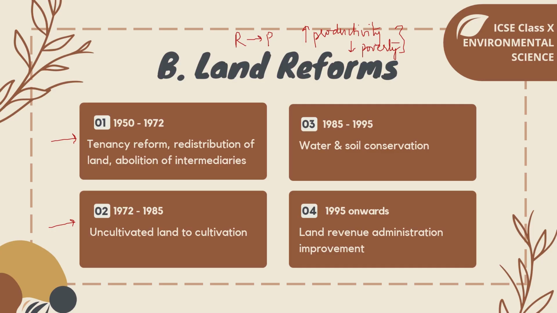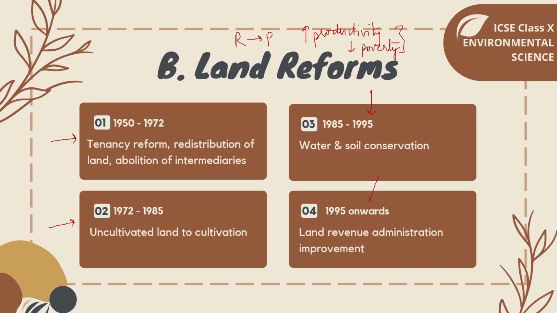The third phase was from 1985 to 1995, wherein the focus was on conservation of soil and water. So development of wasteland, development of desert area, how do we ensure more of irrigation measures? This is what was taken care of in the third phase.